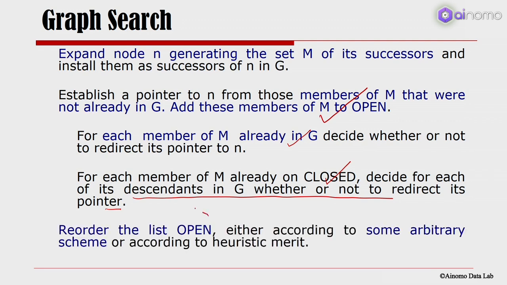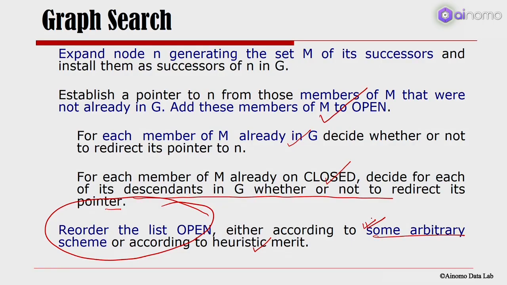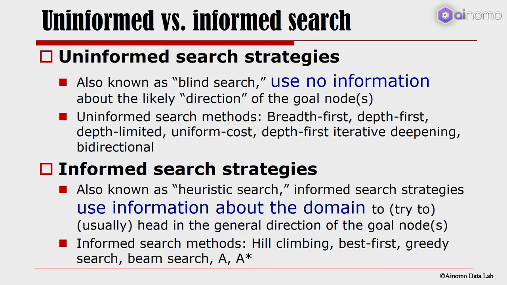So how do we reorder the list open is very, very important to understand, and it decides the type of technique that we will have in the graph search. They are ordered either according to some arbitrary scheme if it is uninformed search, or according to some heuristic merit if it is informed search. Today our concentration would be only on looking at arbitrary schemes of arrangement of the successor nodes in the open list.